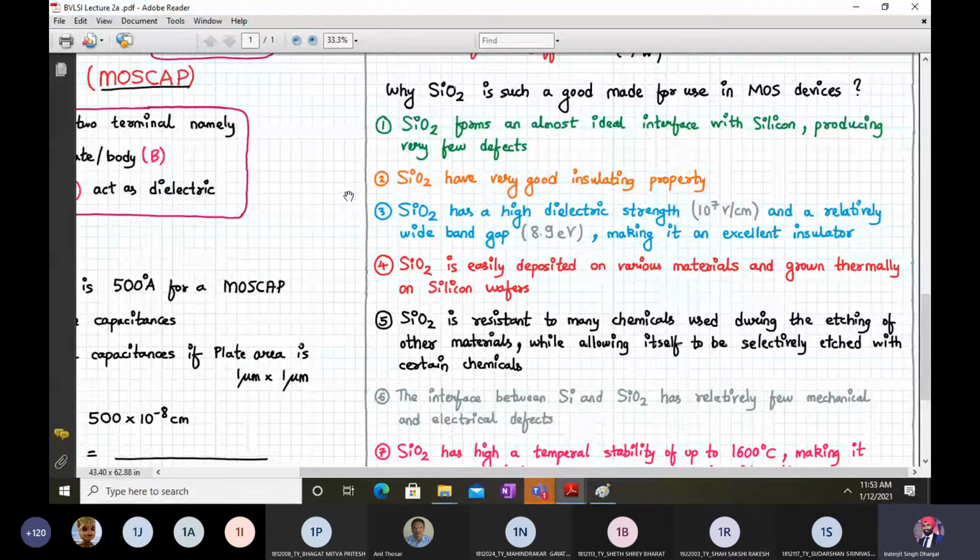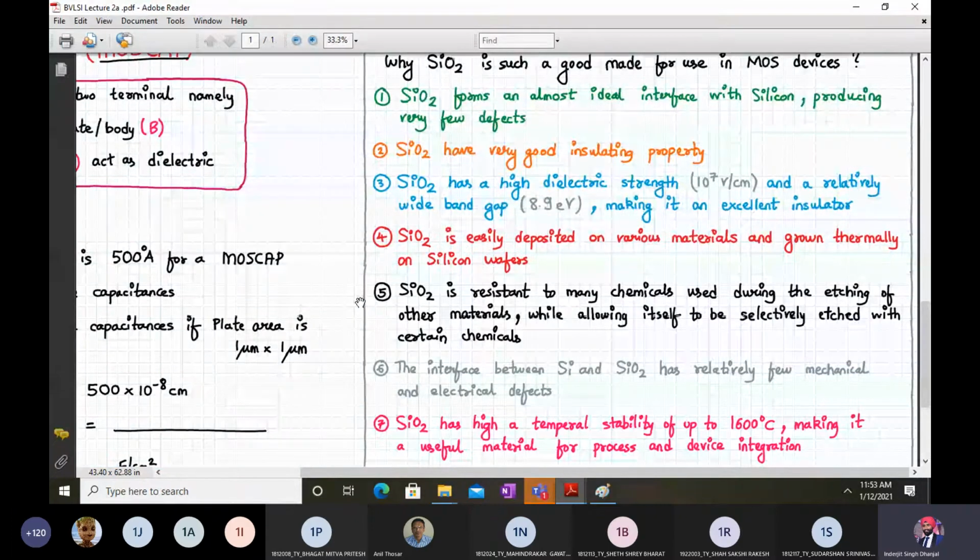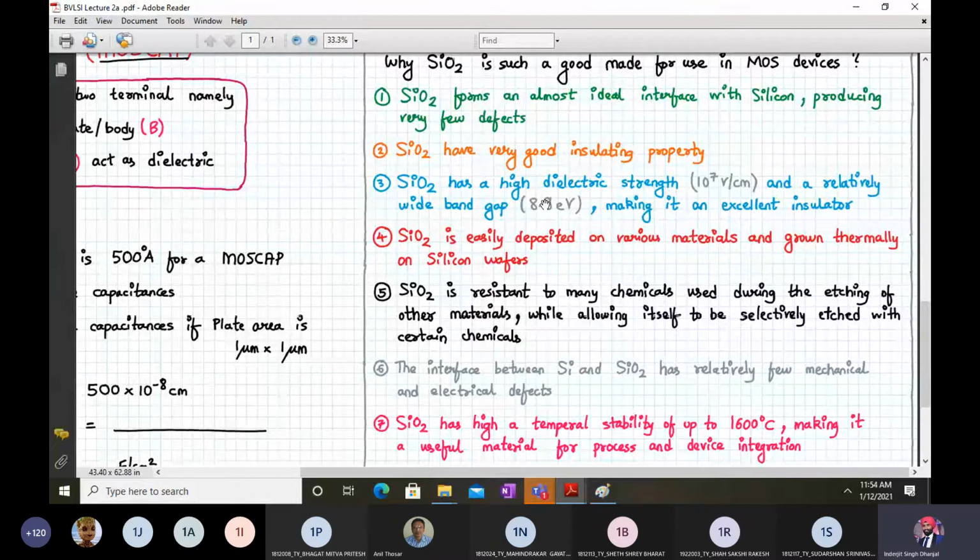Nevertheless, it has a very obvious property: it is a very good insulator. This is evident from its resistivity, which is 10 raised to 17 ohm centimeter. That's the DC resistivity of silicon dioxide. Now, silicon dioxide also has a very good dielectric strength, around 10 raised to 7 volts per centimeter. So it can withstand very high electric fields. That's the meaning of high dielectric strength.